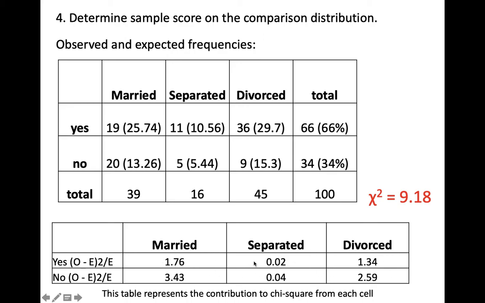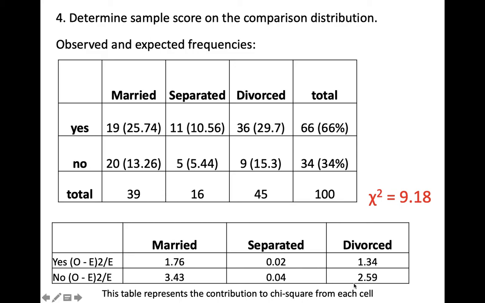Again, I'd really like to look at the contribution to the chi-square because this gives me a sense of where the observed frequencies depart from the expected. So with our contribution to chi-square for our separated folks, you can see that these are really small numbers. So there's not much of a contribution to chi-square at all. And if we go back to the data here, we can see that there's a very small difference between what was observed and what was expected. So you're not going to get a contribution to chi-square in that case.